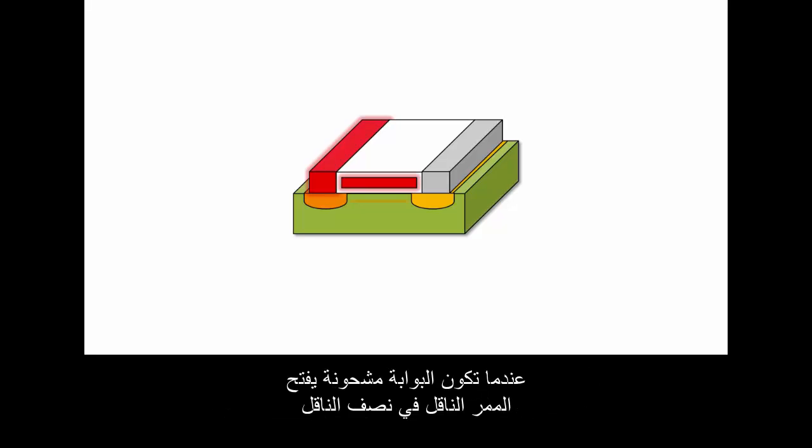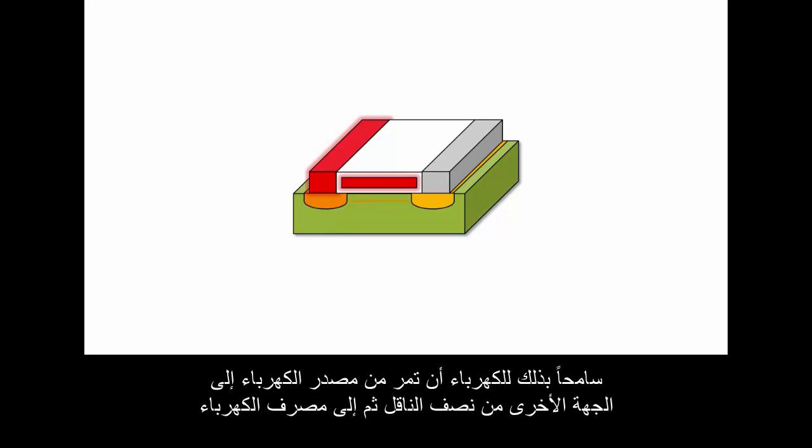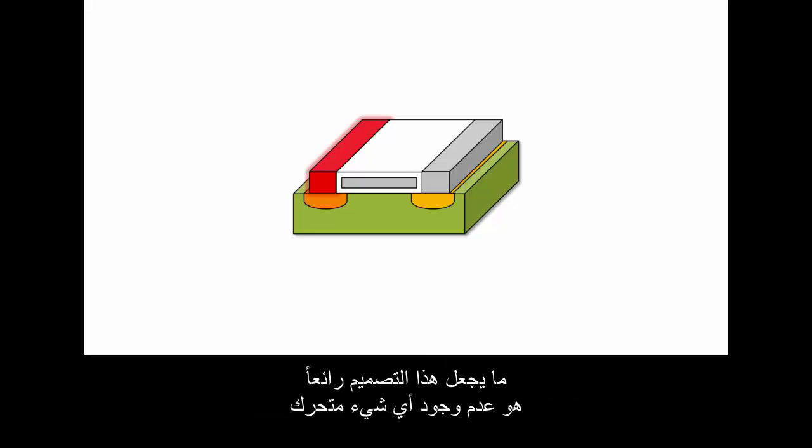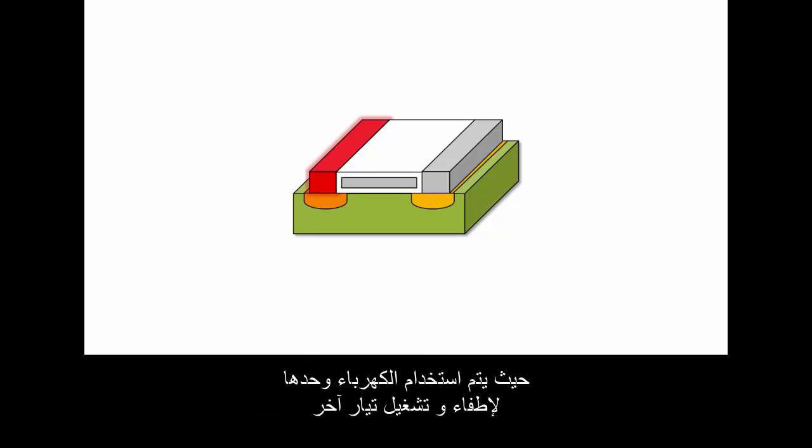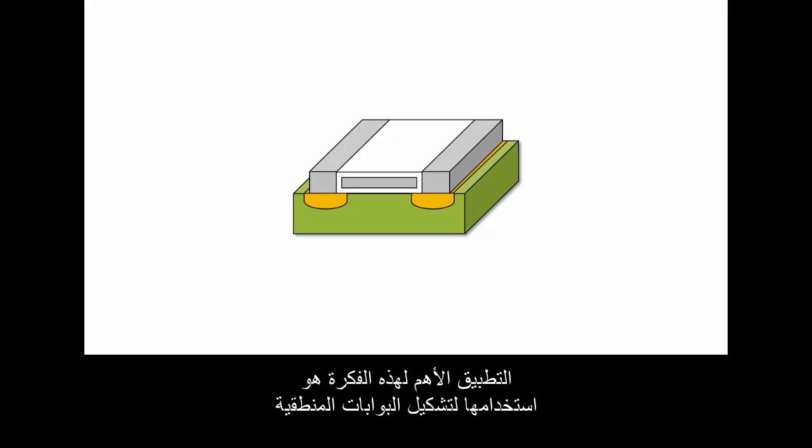When the gate is charged, it opens up the conducting channel in the semiconductor, allowing electricity to flow down through the source, over to the other side of the semiconductor, and back up out the drain. The neat thing about this setup is that there are no moving parts, and you are using electricity alone to turn on and off other electricity. The breakthrough idea with this technology was using it to form logic gates.